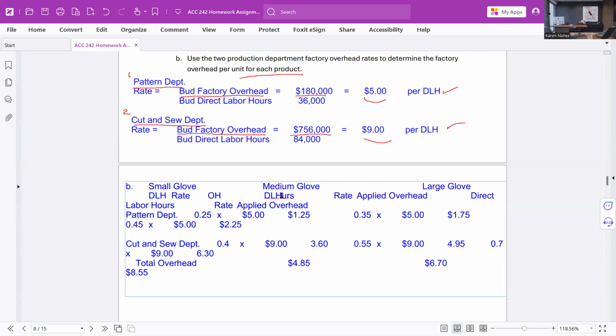We've got to do it for all three of these products. Direct labor hours times the rate will give us that applied overhead. And I think I can get everything on this table. We'll just have to abbreviate some things, and that's not a problem, as long as we get everything lined up.